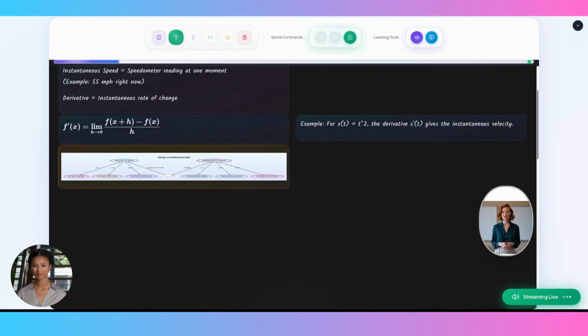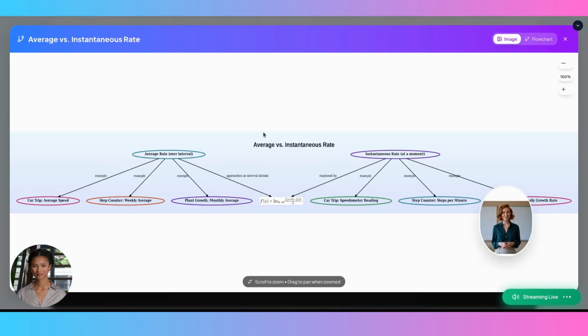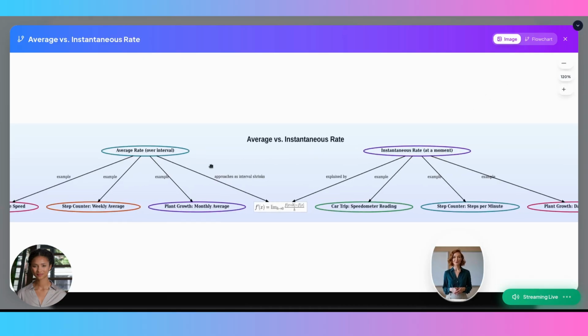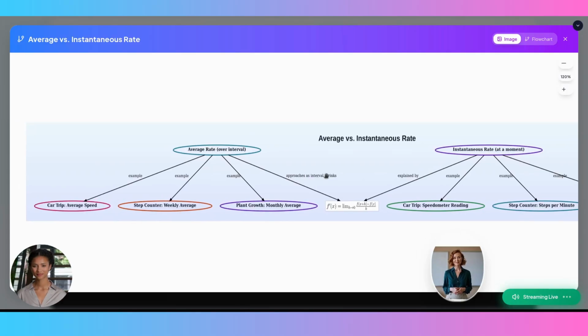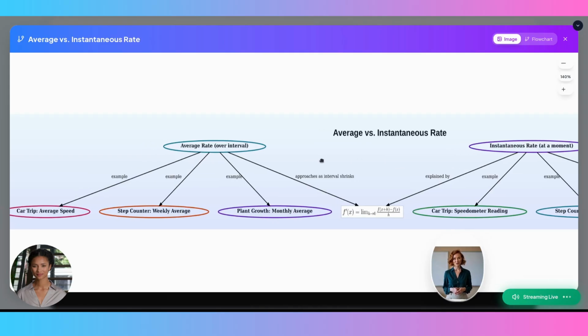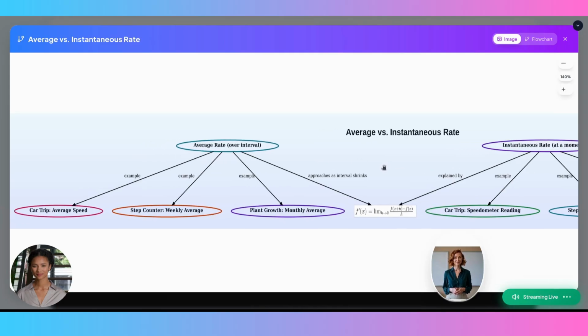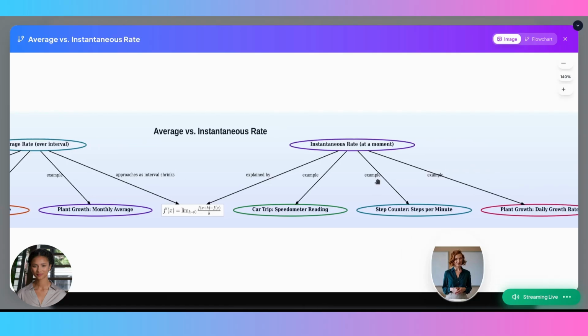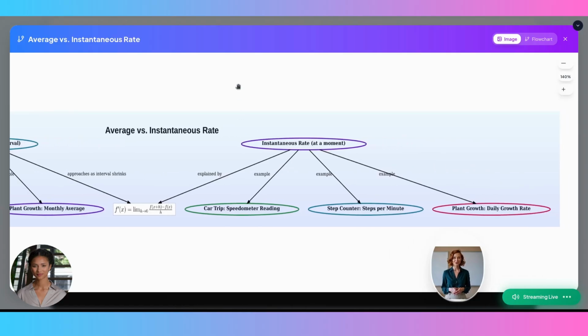Of course, Mary. An infographic is a great way to visually organize these ideas. Let's map out the difference between average and instantaneous rates, connect them to real-life examples, and show how the derivative formula ties it all together. I'll include the car trip, step counter, and plant growth examples and link them to the mathematical concept of the derivative. This should help you see how everything fits together, both in everyday life and in math. Take a look at the infographic on the whiteboard as I walk you through it.